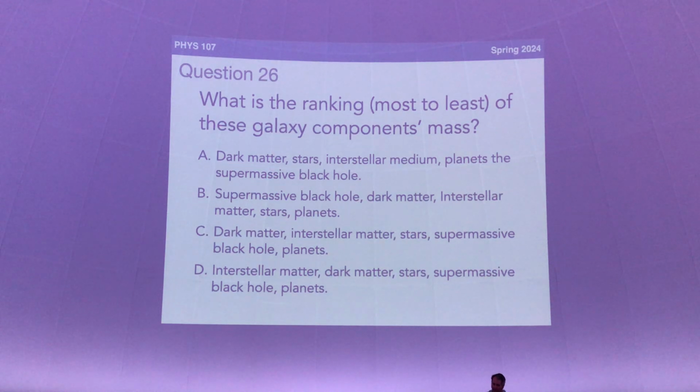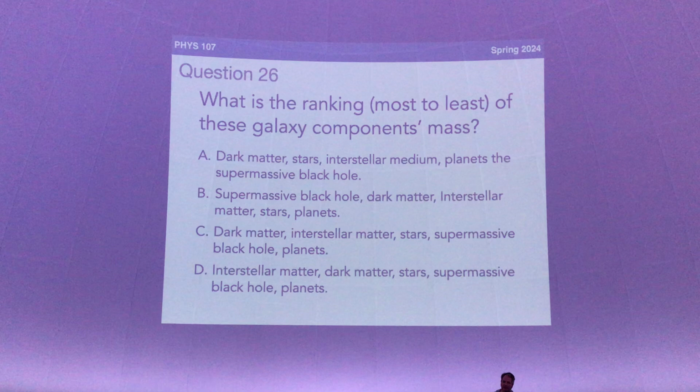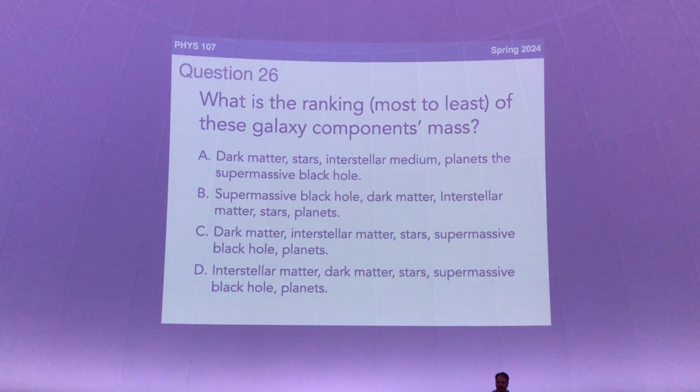Okay, I'm going to ask that one. What is the ranking from most to least of these galaxy components according to mass? Dark matter, stars, interstellar medium, planets, supermassive black hole. So rank them from most to least, right?